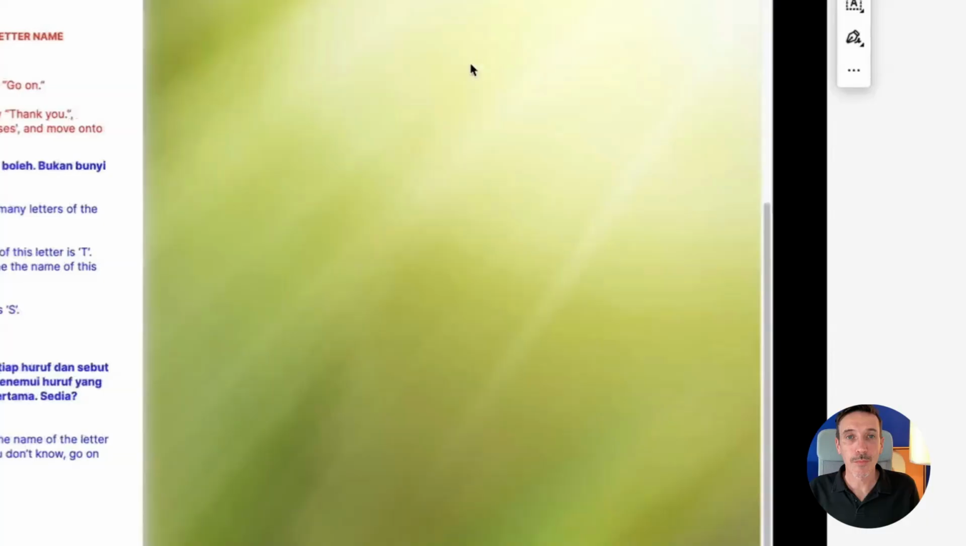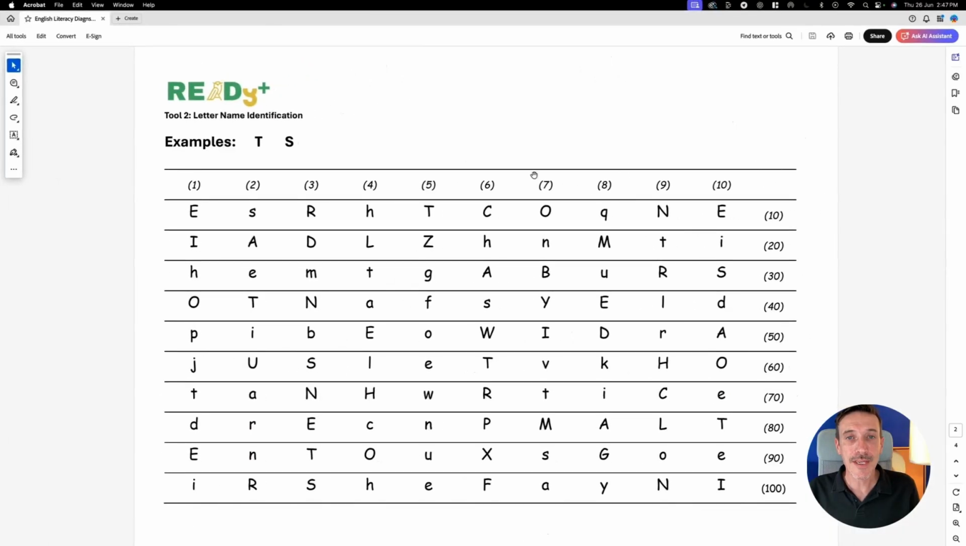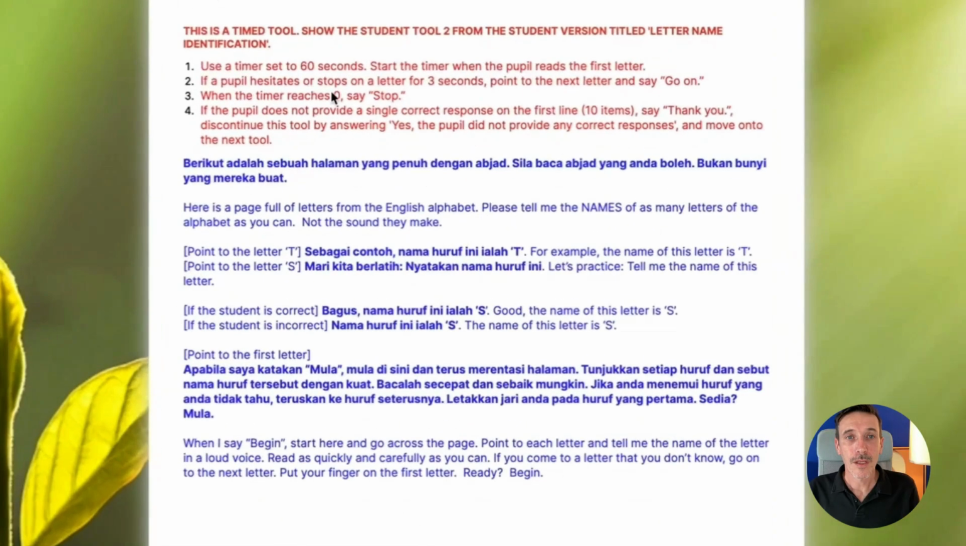So you will put this tool on the table between you and the student. You will use a timer set to 60 seconds. Your phone clock countdown will be perfectly fine. Start the timer when the pupil reads the first letter.